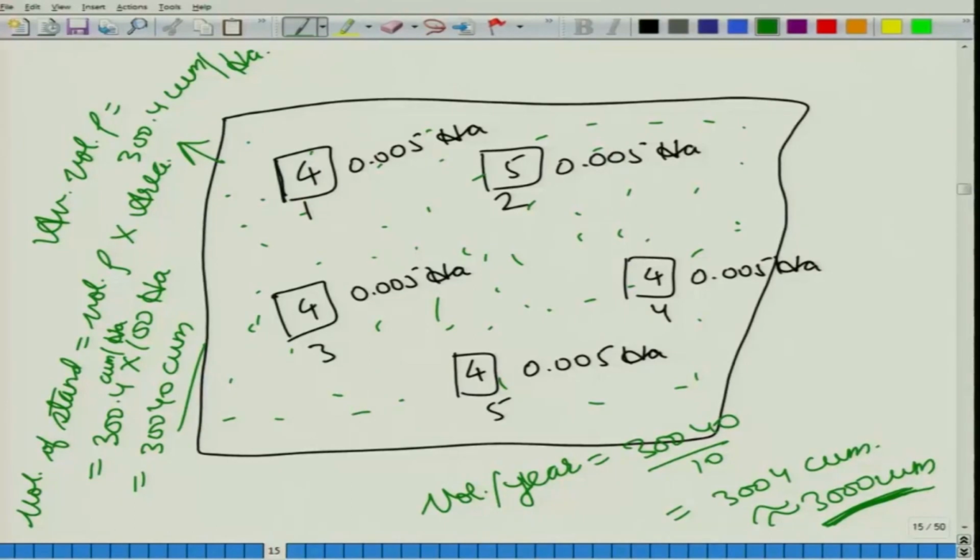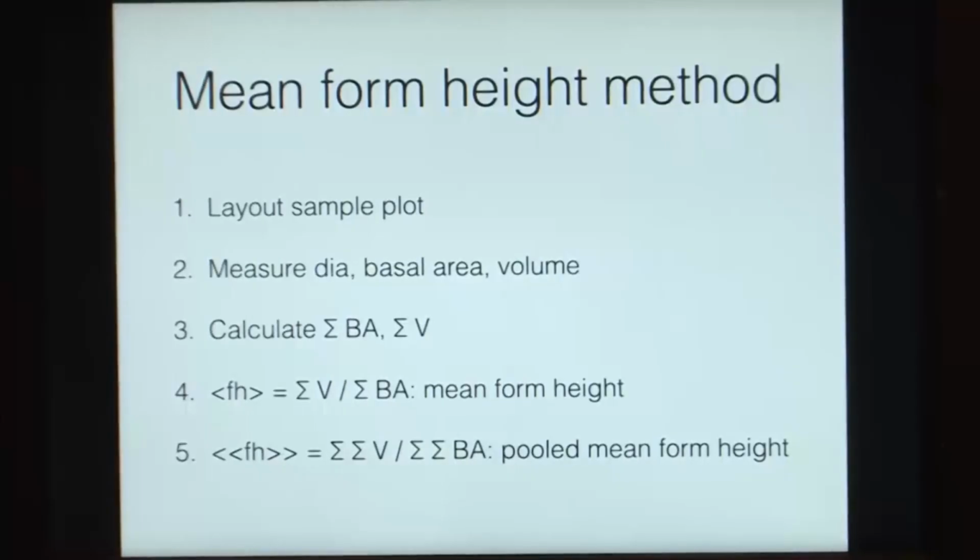So when you want to convince a farmer to go into agroforestry mode, or if you want to compute the amount of remuneration that you can get out of a stand that you are managing, this is one easy method of finding that out. Now, another way in which we can compute the volume of a complete stand is using the mean form height method. In the case of the mean form height method, these are the steps.